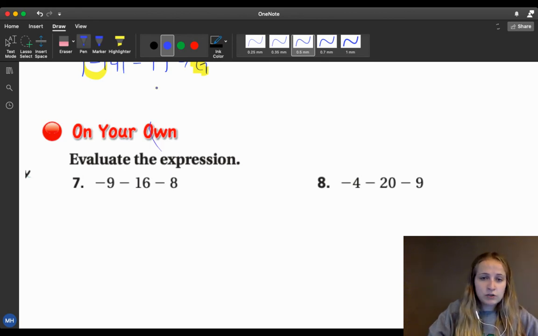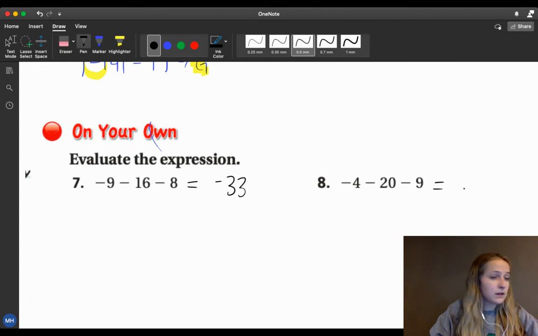All right, you should have gotten negative 33, and you should have gotten another negative 33. So both of them should have equaled negative 33.